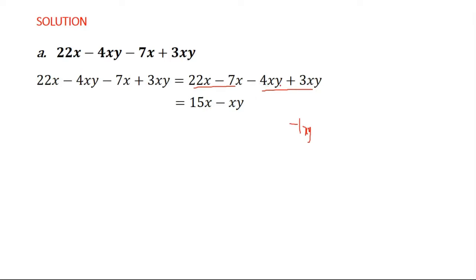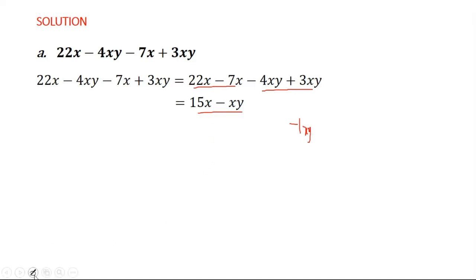Now in this case, it is addition. So minus 4 plus 3. We know that minus 4 plus 3 will give us minus 1. Then we have xy here. So we pick one of them. So we have minus 1 xy. And minus 1 xy is written as minus xy. So our correct answer is 15x minus xy.